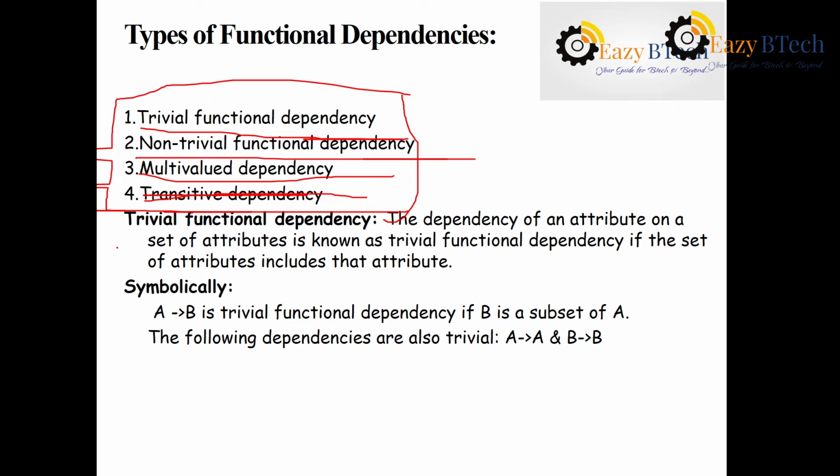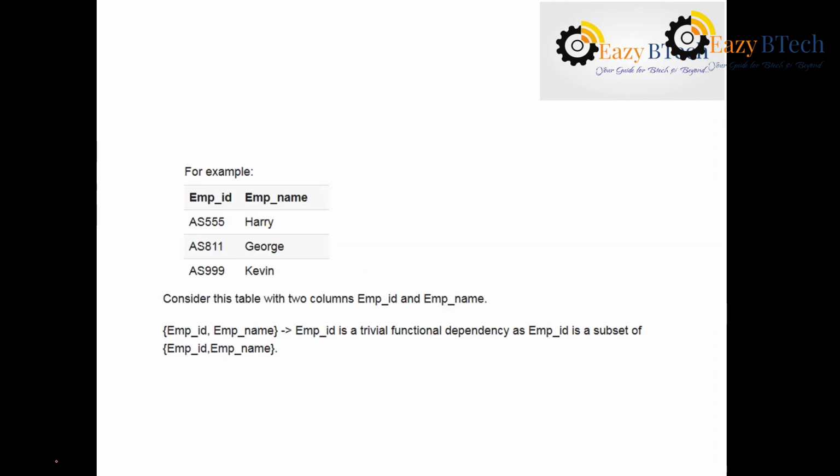Trivial functional dependency is nothing but the dependency of an attribute on a set of attributes, if the set of attributes includes that attribute. Suppose A depends on A, B depends on B, employee number depends on employee number. These are trivial dependencies.